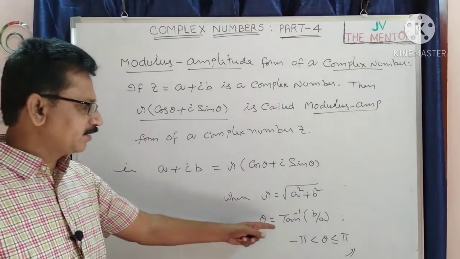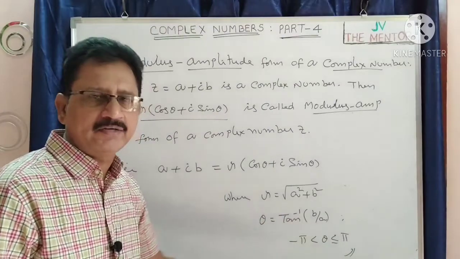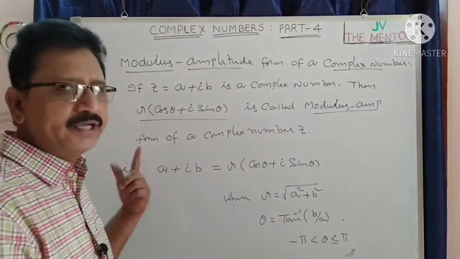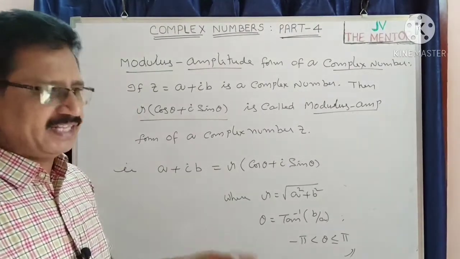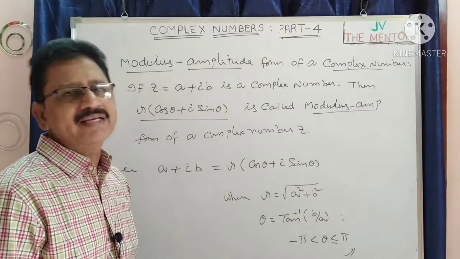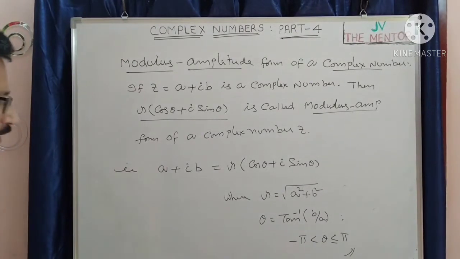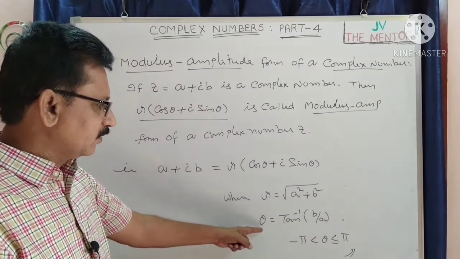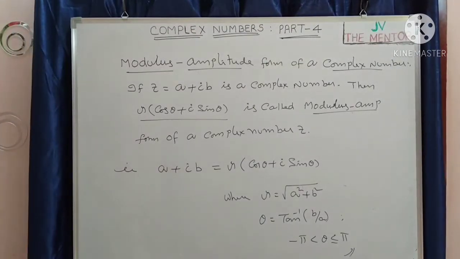Now theta changes in various quadrants. In first quadrant theta equal to tan inverse b by a. In second quadrant theta equal to pi minus tan inverse b by a. In third quadrant theta equal to minus pi plus tan inverse b by a. In fourth quadrant theta equal to minus tan inverse b by a. Already we discussed the concept of amplitude. Next we will go to problems.